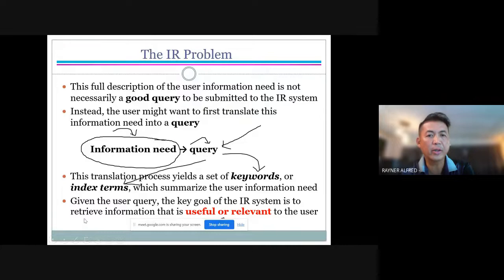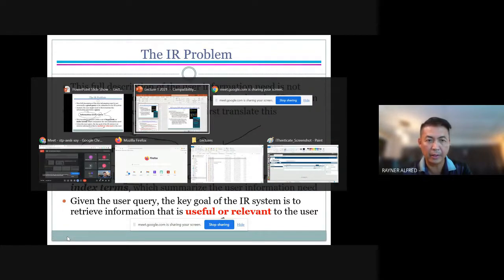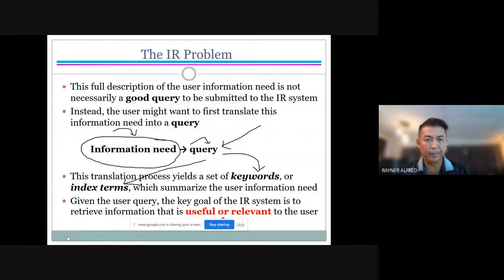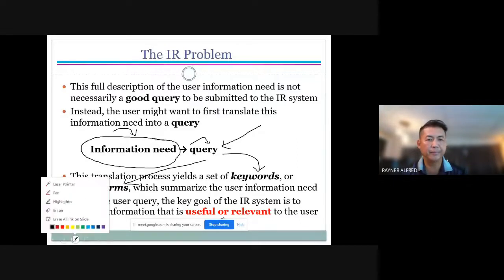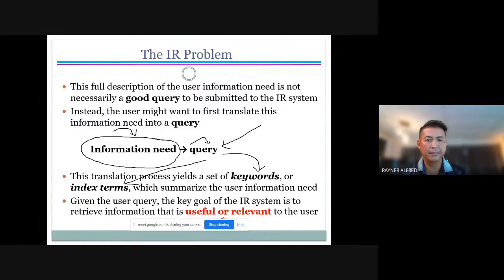So the point that I wanted to make just now is that given the information that you need, we need to transform it into a query. Okay, so the query that we are talking about is actually the keyword or index term that we have stored in the system when we take the document.